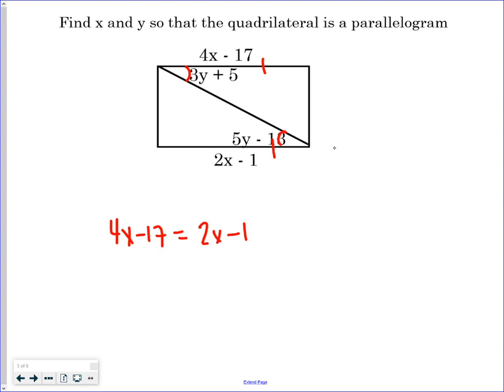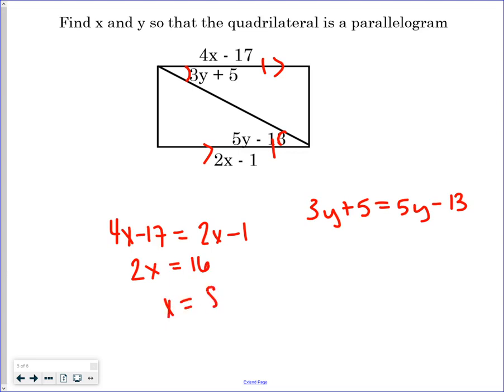They're also congruent because these two sides are parallel, right? Cut by a transversal, so alternate interior angles are congruent. So I also know that 3y plus 5 is equal to 5y minus 13. I wrote over it. Okay. So we're going to solve for x here, right? We're going to subtract 2x on both sides and get 2x, and we're going to add 17 and get 16. Divide by the 2, x is 8, right?